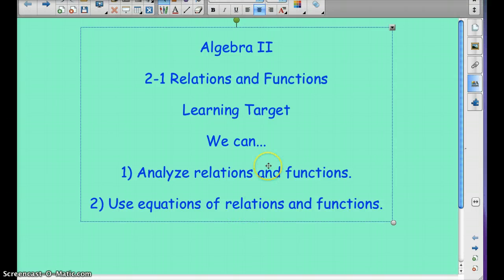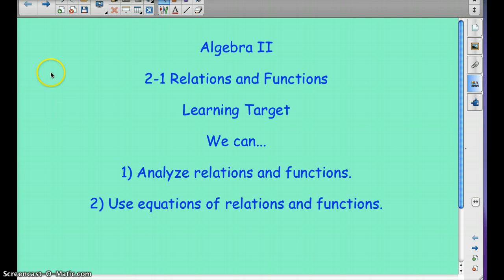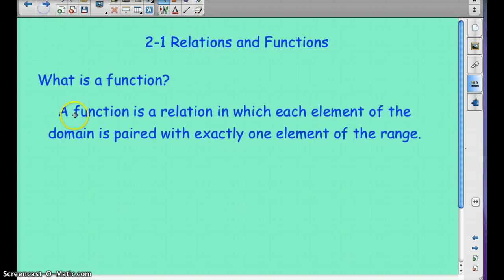Hello, Algebra 2 students. We're going to start 2-1 relations and functions. The learning target: we can analyze relations and functions and use equations of relations and functions. So in this video, you're going to have a lot of vocab, so bear with me. If you need to take a break, feel free to do so.